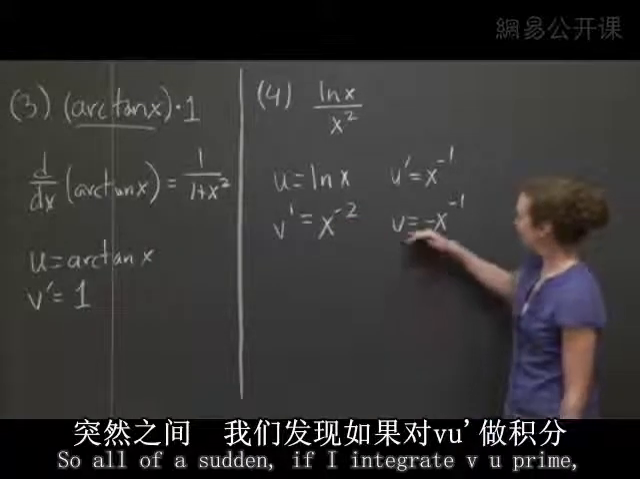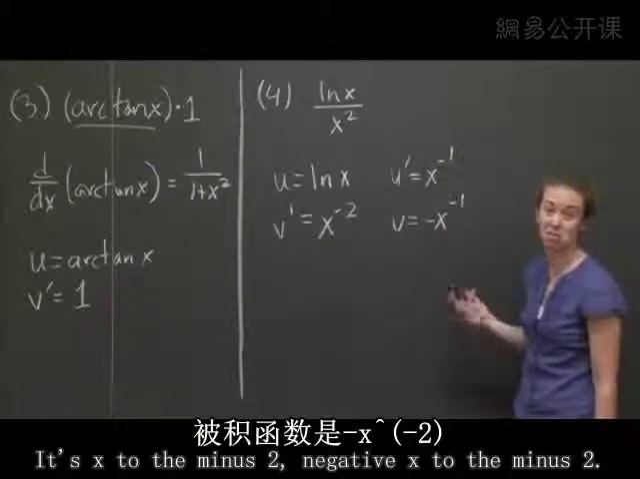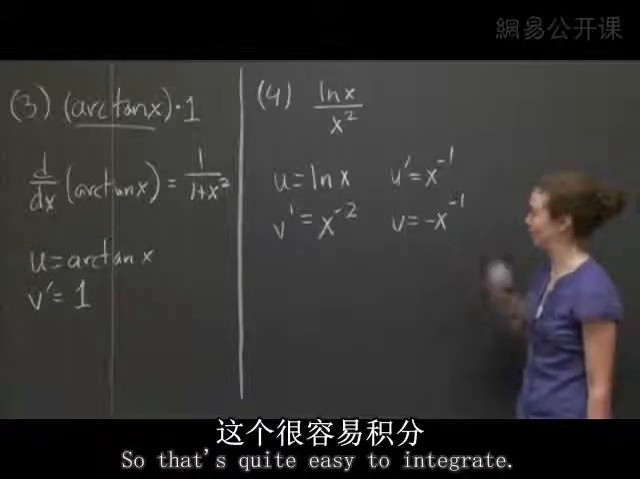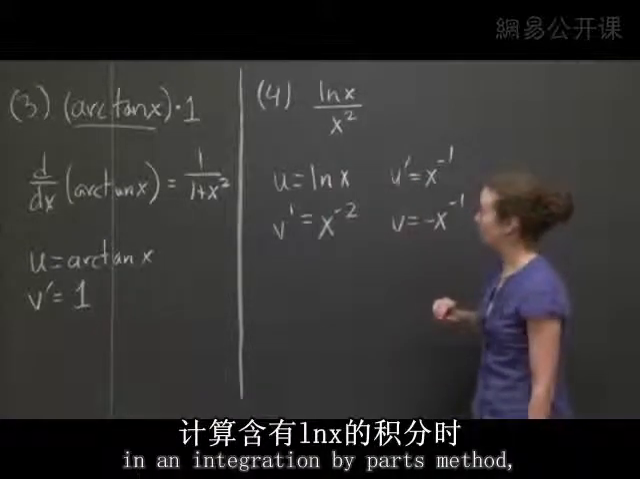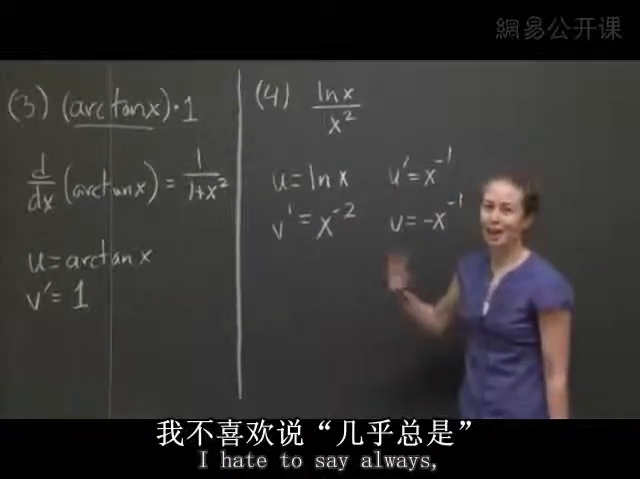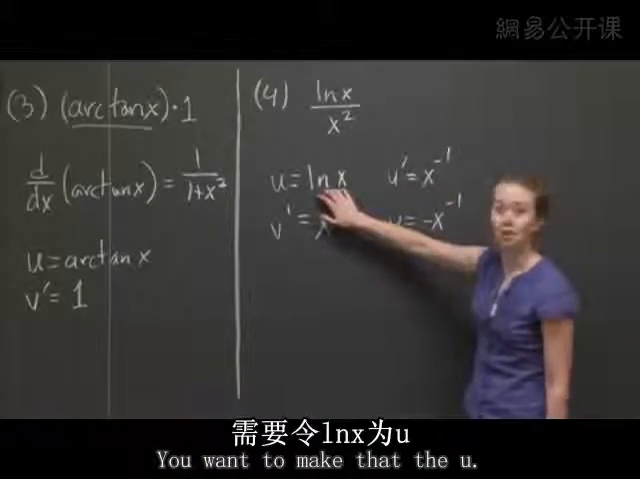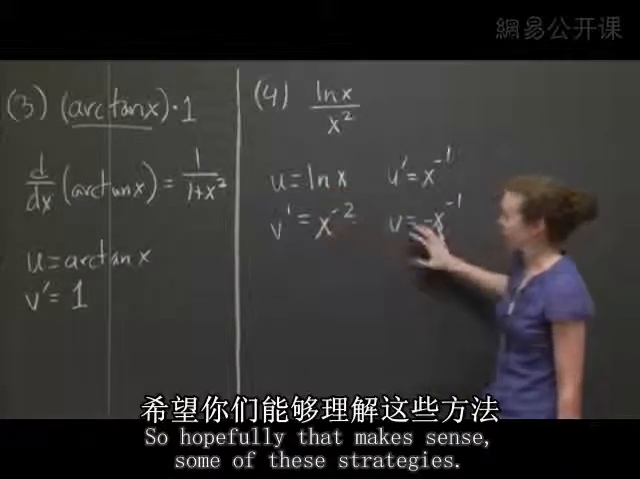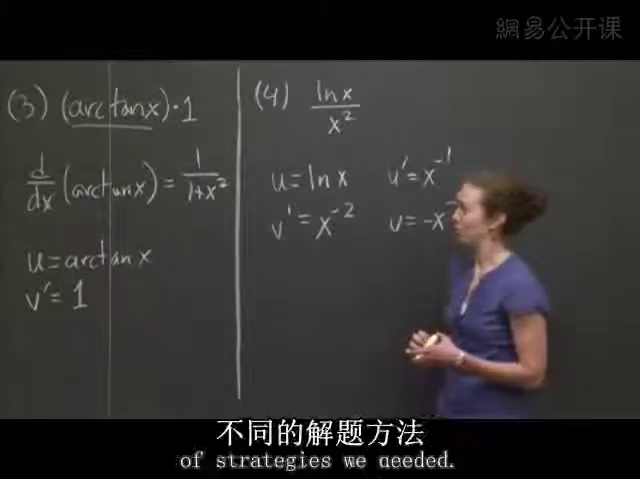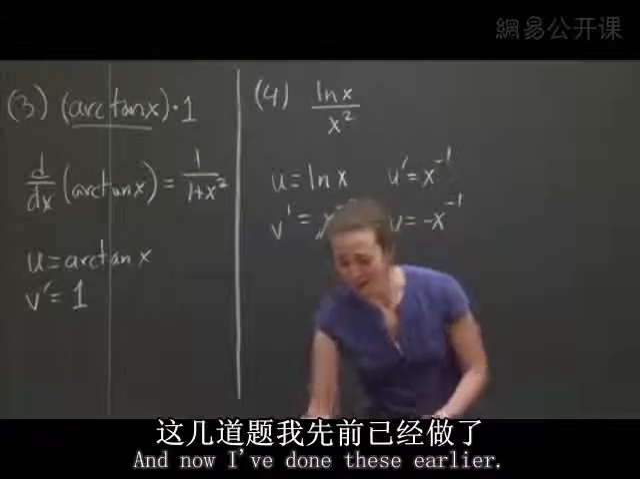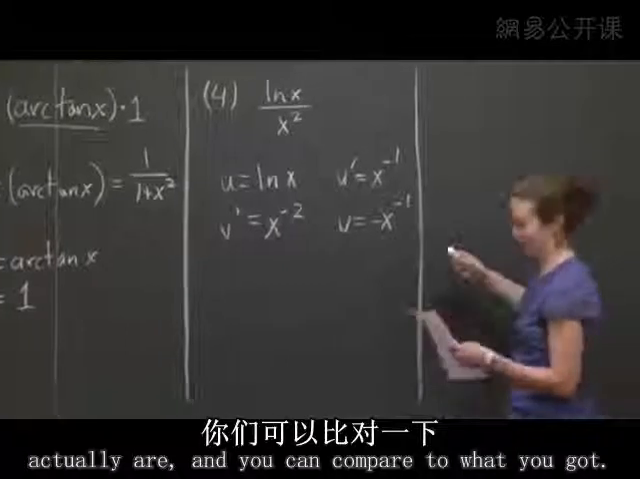So all of a sudden, if I integrate vu prime, that's just a power rule. It's negative x to the minus 2. So that's quite easy to integrate. So again, when I see natural log of x in an integration by parts method, almost always, I hate to say always, but almost always, almost a guarantee that you want to take a derivative. You want to make that the u. So hopefully that makes sense, some of these strategies. I tried to pick ones that were somewhat different, so you could see some different types of strategies we needed. And now I've done these earlier, so I'm just going to write down what the answers actually are, and you can compare to what you got.